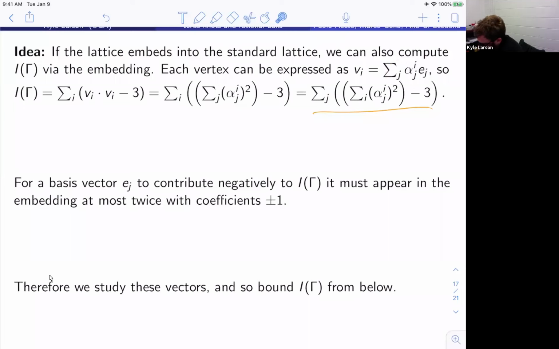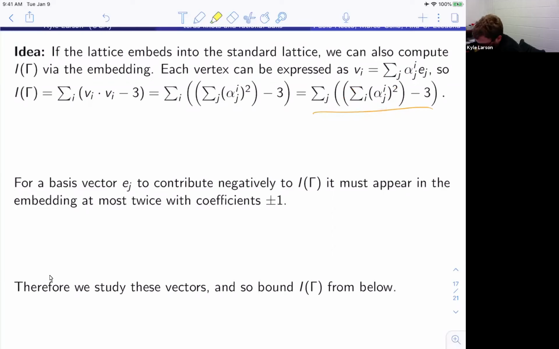So what's the upshot? How can a basis vector e_j contribute negatively to this quantity? If we look at this expression here, the only way a basis vector can contribute negatively to I is if it appears at most twice with coefficients plus or minus 1, right? So at most two of these should be non-zero for a given e_j, and it must have coefficient plus or minus 1. Otherwise, this quantity here would be greater than or equal to 3, and so we would contribute non-negatively to I.